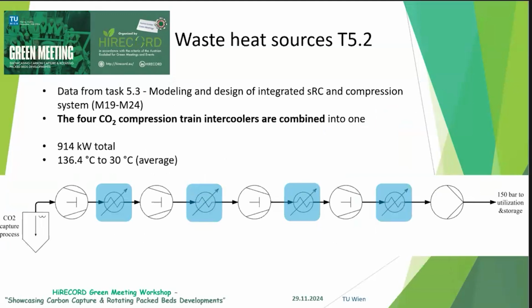Then I also use some data from the compression train. For most applications, we will need to compress the CO2 up to say 150 bars, and this shows a conventional or possible process to achieve this. We have 4 compressors in series, and each one has its own intercooler. The reason we do this is because we need to cool down the CO2 before the next compression step to avoid damaging the compressor. Otherwise, we would reach hundreds of degrees CO2 temperature. Also here, this duty is about a megawatt, and the temperature range is similar to the condenser I mentioned before.